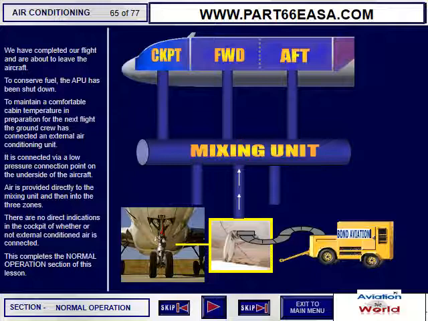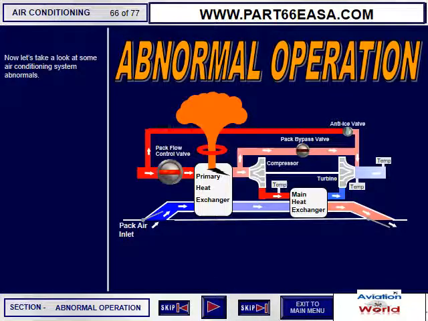This completes our normal operation section of this lesson. Now let's take a look at some air conditioning system abnormals.